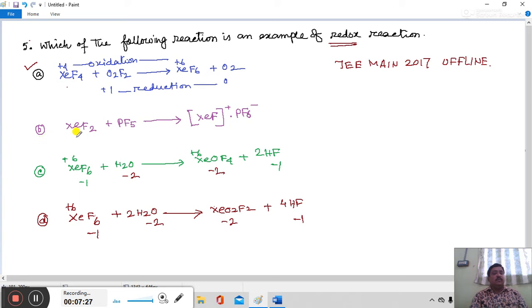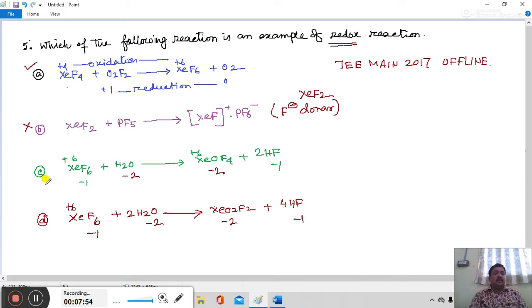In equation 2, HCF2 plus PF5 is equal to HCF plus PF6 minus. It is an example of a fluoride donor reaction. HCF2 acts as a fluoride donor and it is known as a fluorinating reaction. It is not an example of an oxidation reaction or redox reaction.